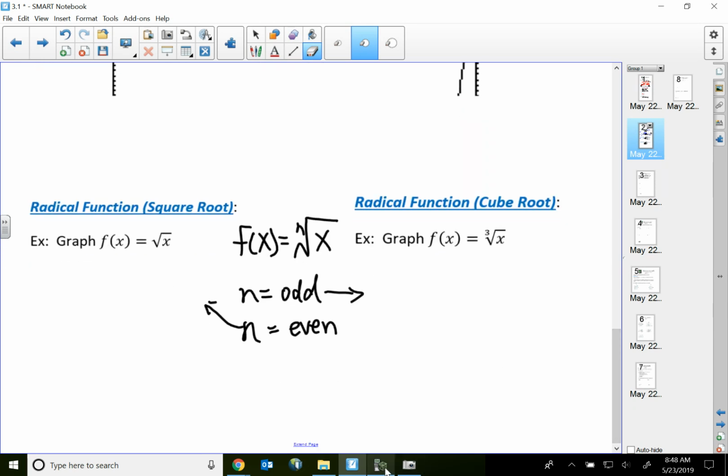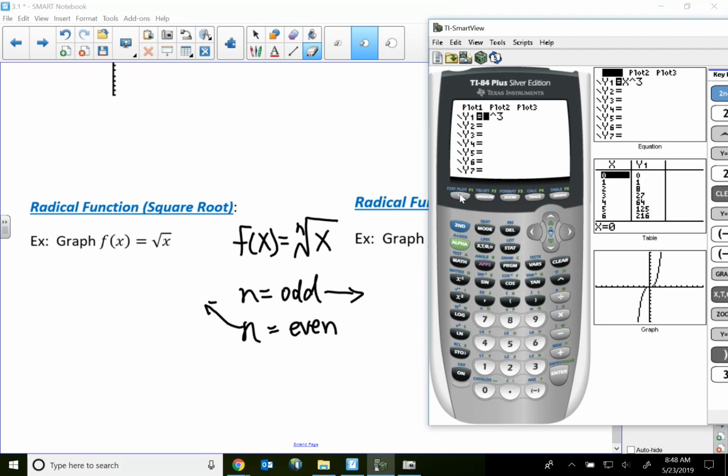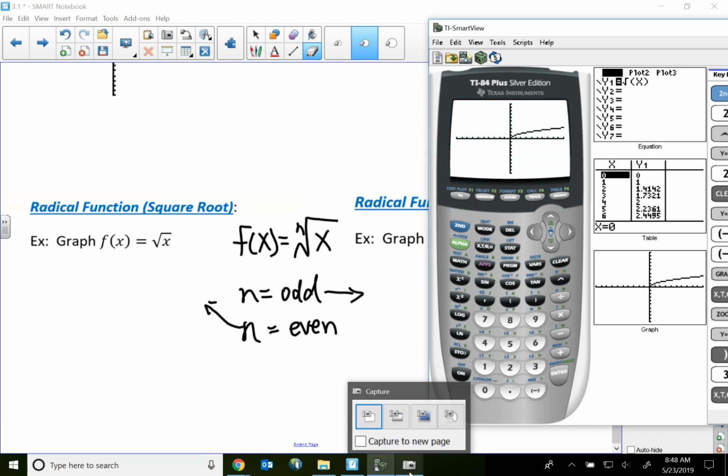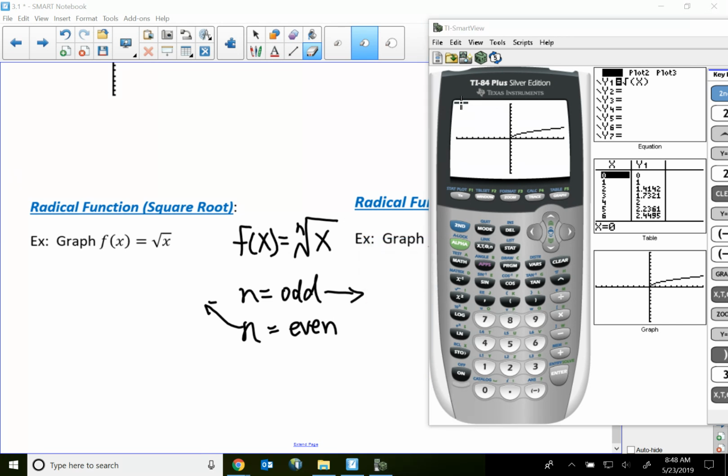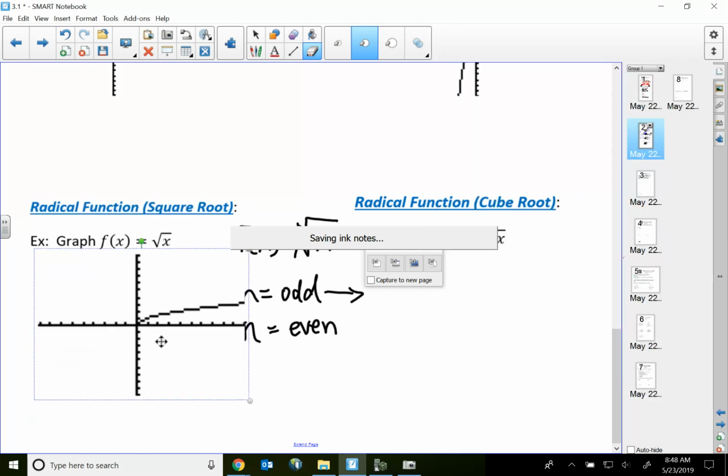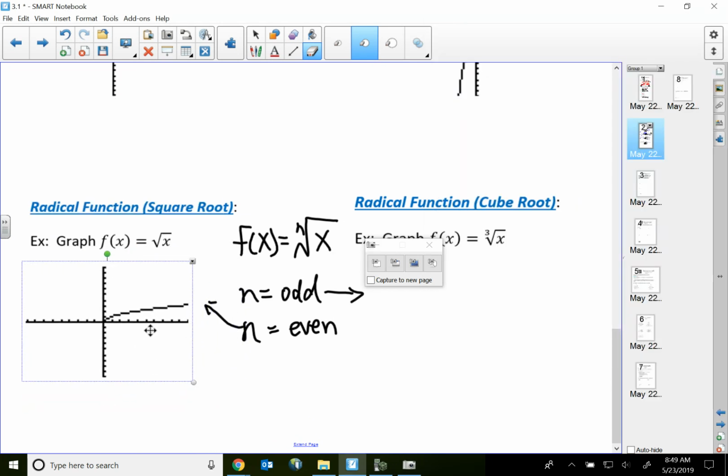So let me show you what this picture looks like real quick. All right, square root: I'm just going to press second x squared. That's a square root. And inside the parenthesis, just press X and close my parenthesis and press graph. This is what it looks like. Here we go.